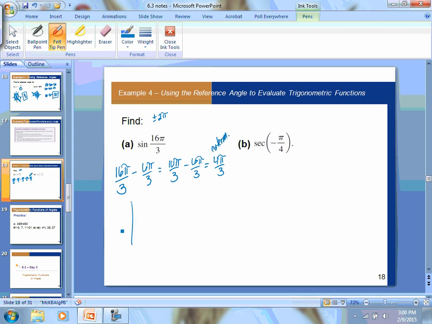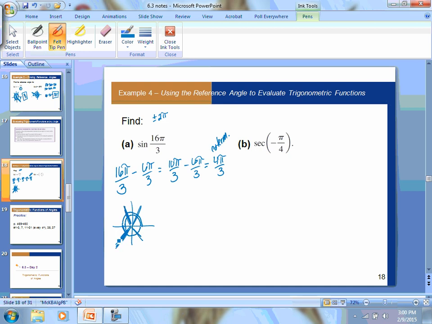Okay, and I can draw that on my unit circle now. I know where that is. And if it's over 3, remember that means this top semicircle and the bottom semicircle have been chopped into 3 sections. So 1, 2, 3, 4, 5, 6. Okay, and I'm going to go 4 of them. 1, 2, 3, 4. So there's my 4 pi over 3 right there.